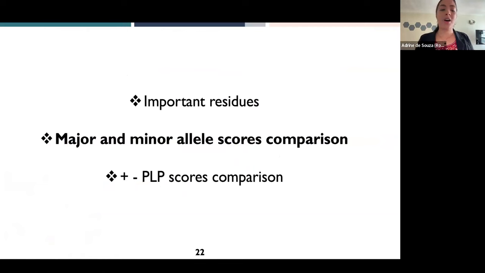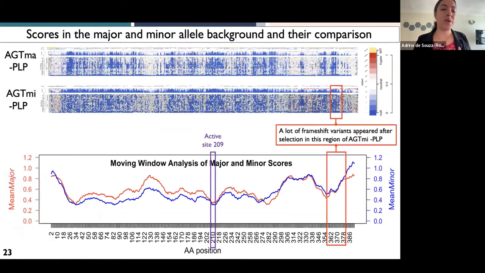So then, could I look at the major and the minor allele scores and see if there's any difference between the two proteins? Yes. So here I'm showing you the major map on top, the minor map on the bottom, and again, highlighting the region where I found a lot of frame shifts. But then I did a moving window correlation analysis using these two scores. And the red one, that is the major scores, and the blue one, that is the minor scores, actually have very similar patterns throughout the protein, even though the minor scores look a little bit lower.